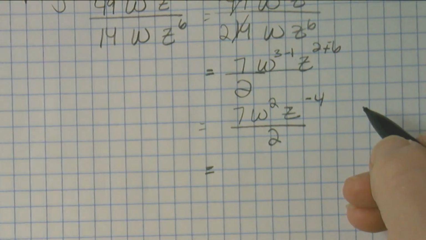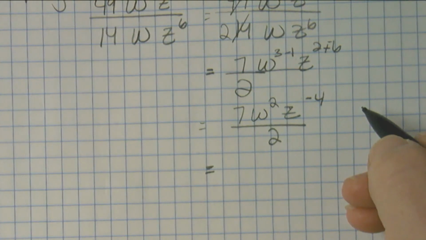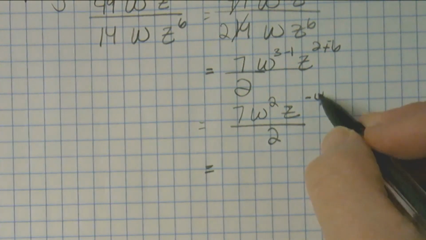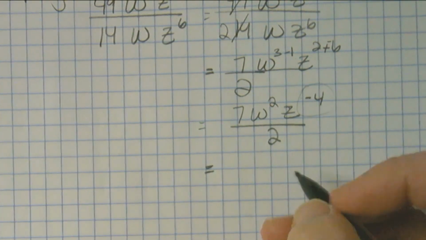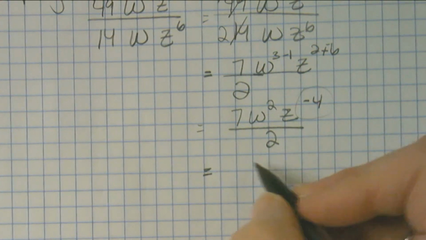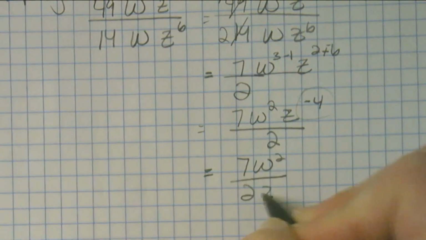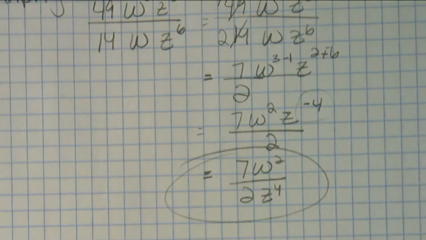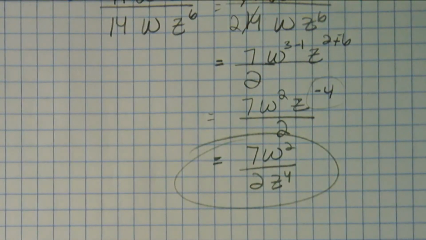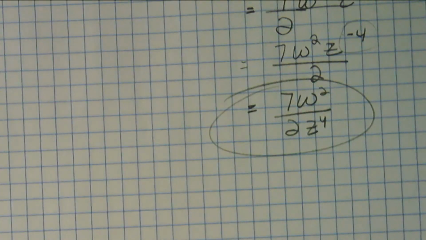Why? That's exactly right. So what am I going to do with that Z to the negative 4th? Excellent. So I have 7W squared over 2Z to the positive 4th. How many of you guys got that? Awesome. So that took care of our negative exponent rule and our division power rule.